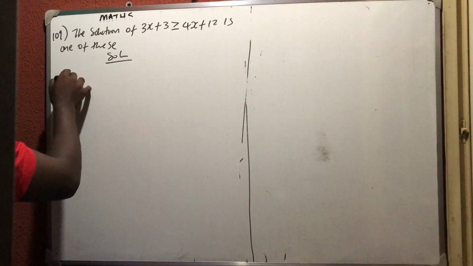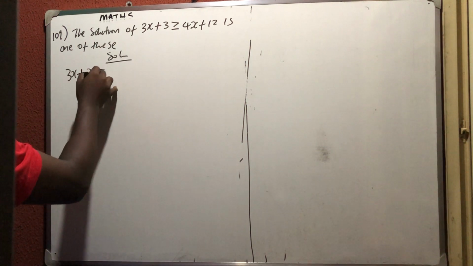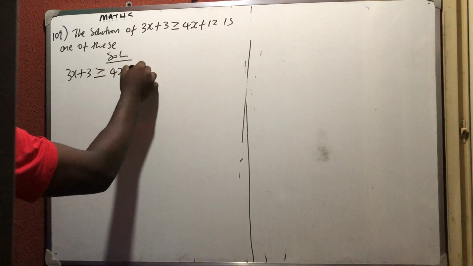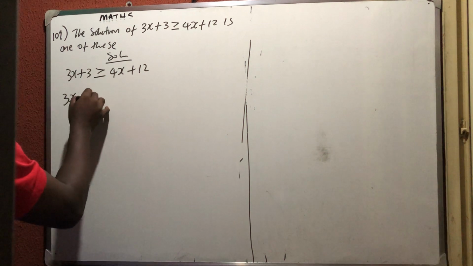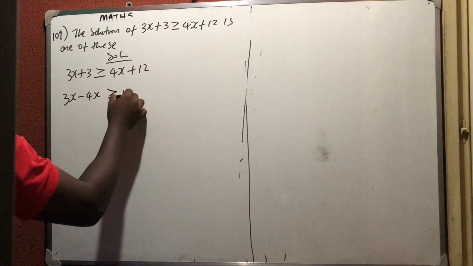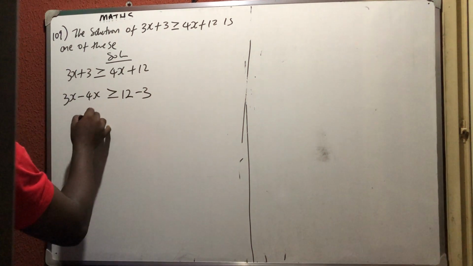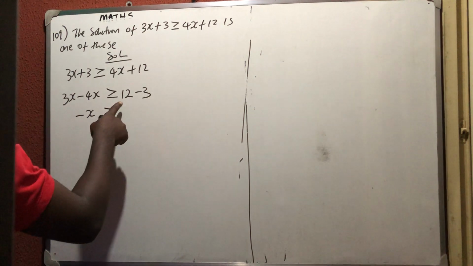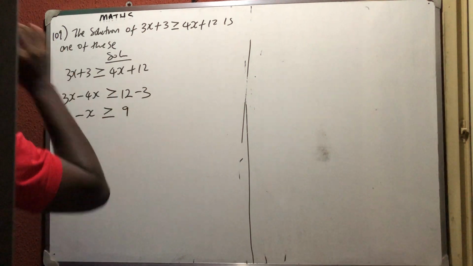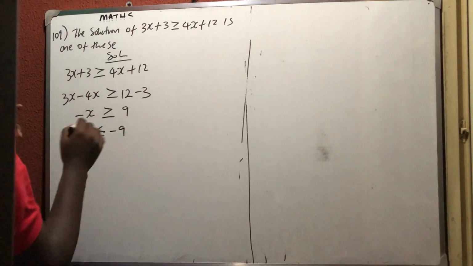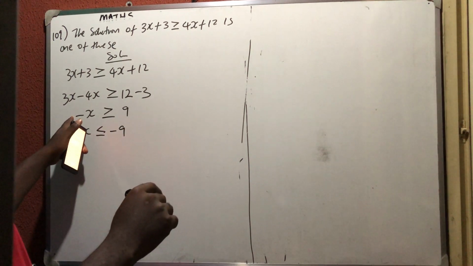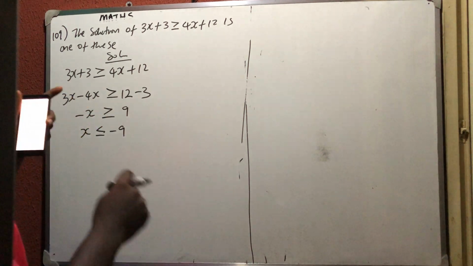So I have 3x + 3 ≥ 4x + 12. Collecting like terms, I have 3x − 4x ≥ 12 − 3. So −x ≥ 9. Therefore x ≤ −9. Any time you move the minus to the other side, the sign must change.